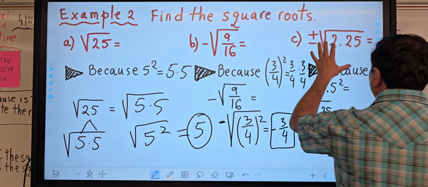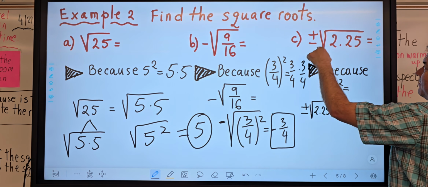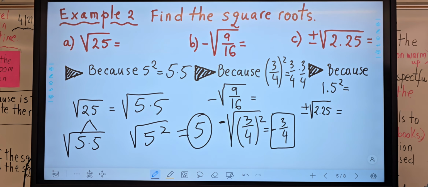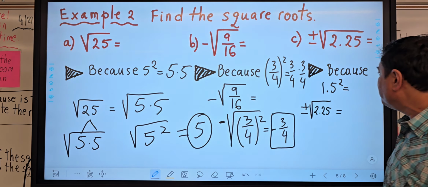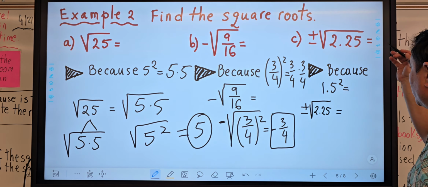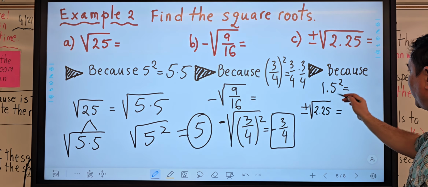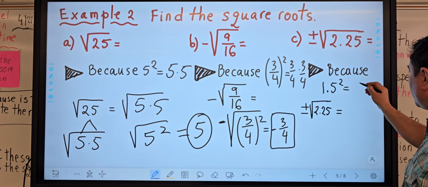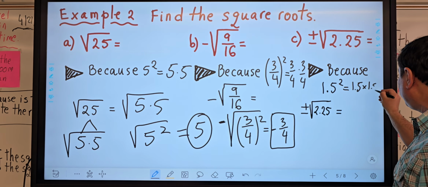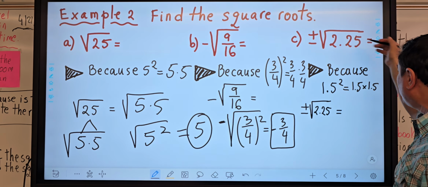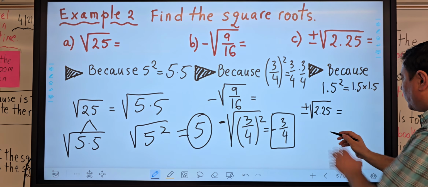Finally, let's take a look at the last one here. We have positive and negative square root of 2.25. Now we have a positive value and a negative value. Please keep that in mind. Because 1.5 squared equals 1.5 times 1.5, and that gives us 2.25, which is this one here.